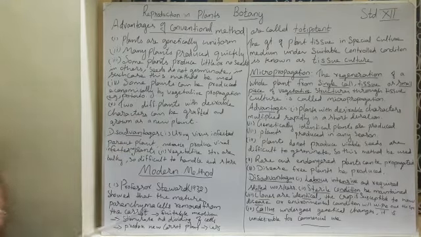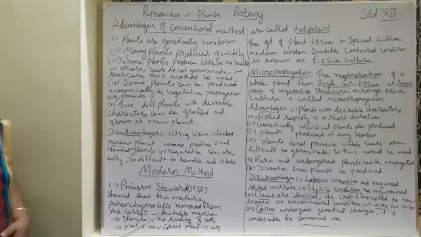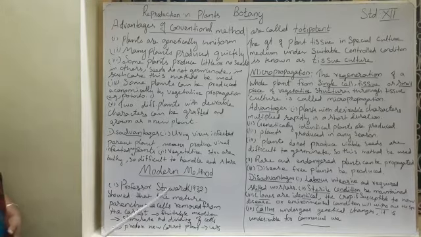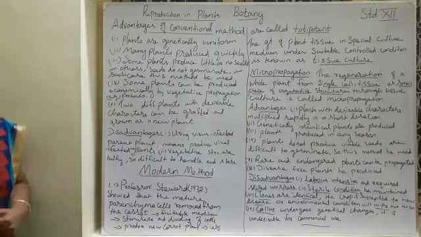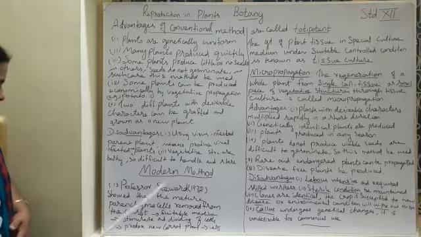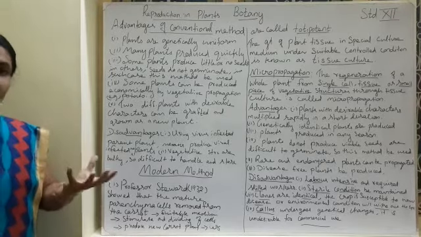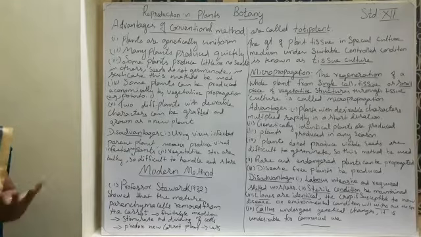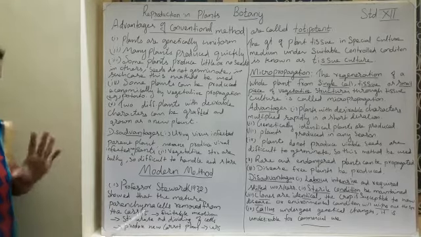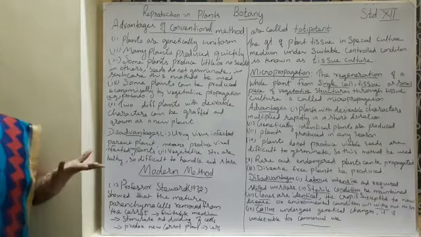Then, next, modern method. What is the modern method here? Professor Steward in 1932 showed that mature parenchyma cells removed from the carrot, in a suitable medium, are stimulated to divide and produce a new carrot plant. How is it possible? Professor Steward discovered that by removing the parenchyma cells from the carrot, those cells produce a new plant.